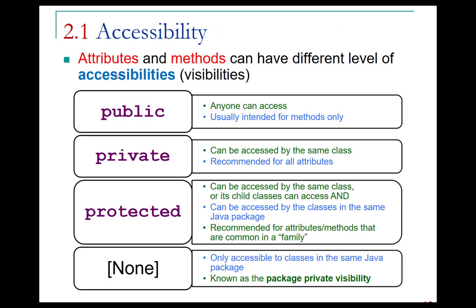To achieve information hiding, attributes and methods can have different visibilities. That is, what is allowed to be done with them from outside a class can be specified. We can have public, that means all are visible; private, local to the class; protected, which is visible to the class and its descendants; or you don't specify, that means it's only accessible to classes in the same Java package.